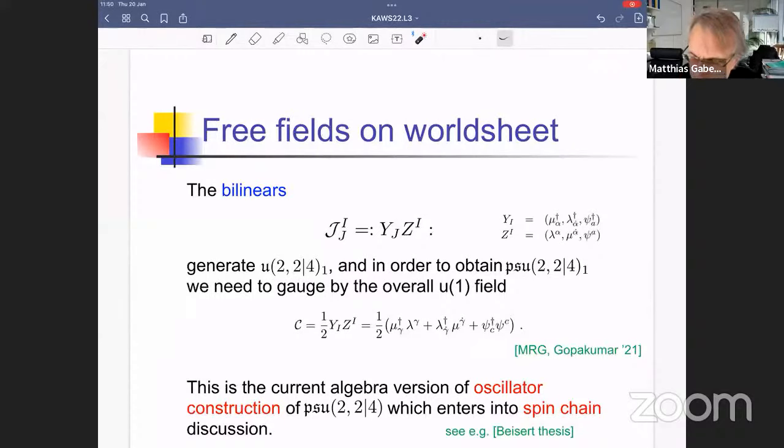And the other thing that makes you feel that maybe you're on the right track is that this U(2,2|4) construction, and the constraint by this, is really the current algebra version of the usual oscillator construction that people have used in the spin chain community to describe integrability for N=4 super Yang-Mills. So while we are not doing the integrable spin chain, the mathematics of it is essentially a carbon copy, except we think of it as chiral fields on the world sheet. So we get some affine Kac-Moody algebra rather than just the global one. But apart from that, it's basically exactly the same construction. That also smells like you're making contact with some other part of N=4 super Yang-Mills, which is maybe also promising.